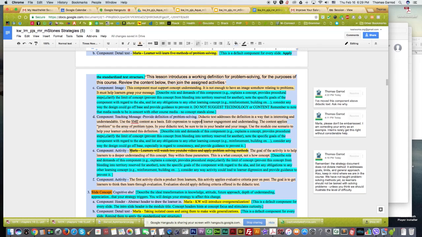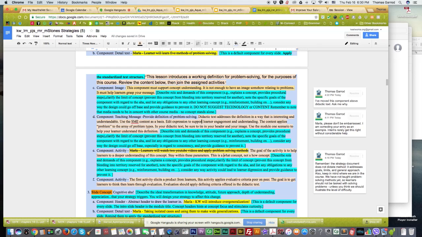So when we're talking about actual course content, we're going to be talking about limits, goals, things to remember, things to avoid, stuff like that. That's what we're doing on this document. The goal of this activity is to help learners to a deeper understanding of this concept. Stay within these parameters. This is about a concept.